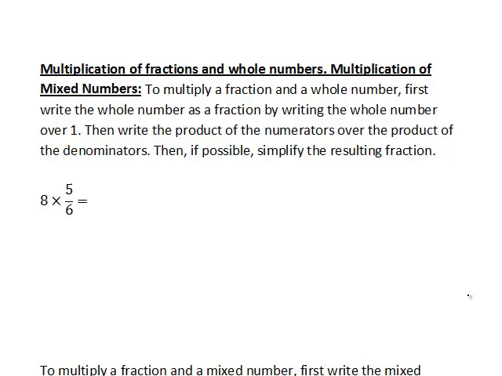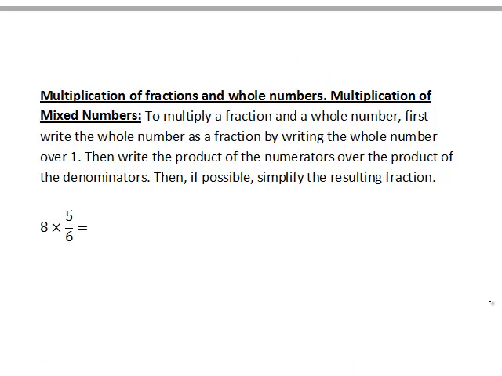We are trying to multiply a fraction by a whole number. So to multiply a fraction by a whole number, first we write the whole number as a fraction by writing the whole number over 1. So 8 over 1 multiplied by 5 over 6.